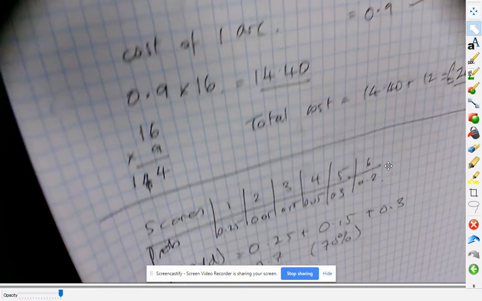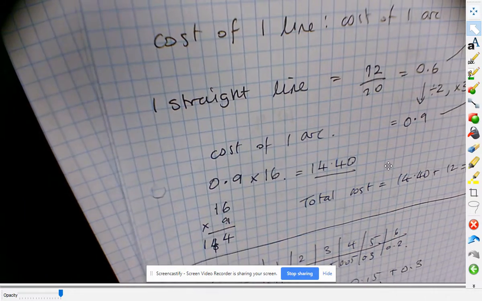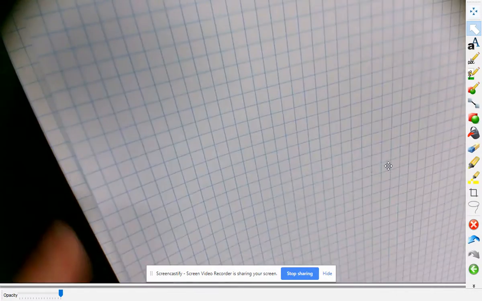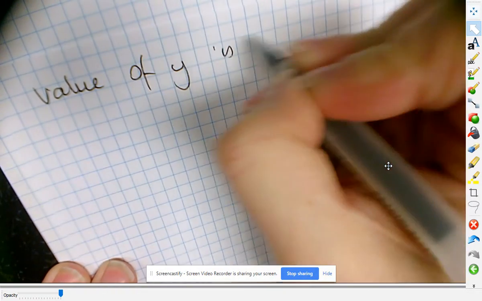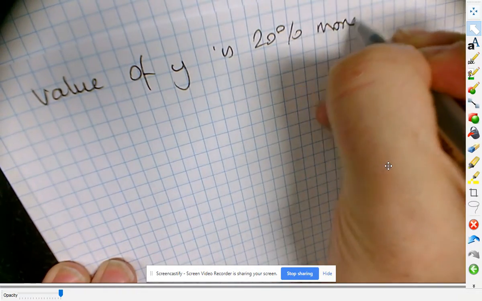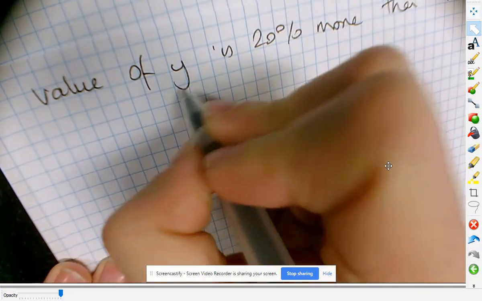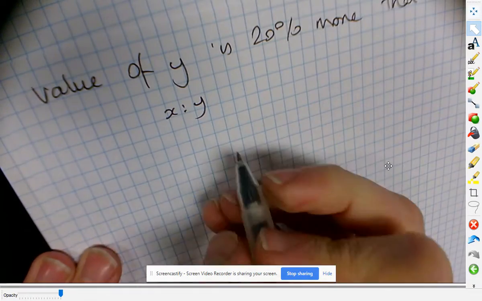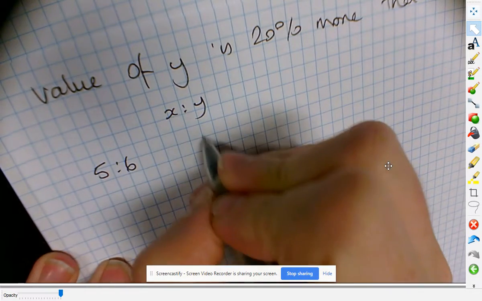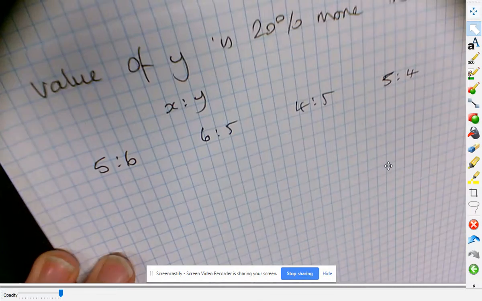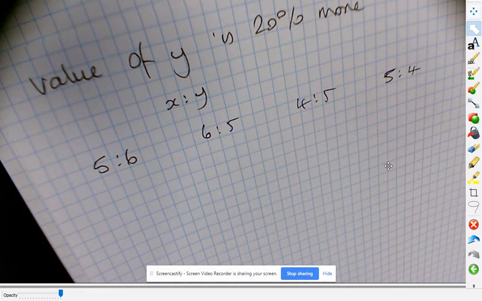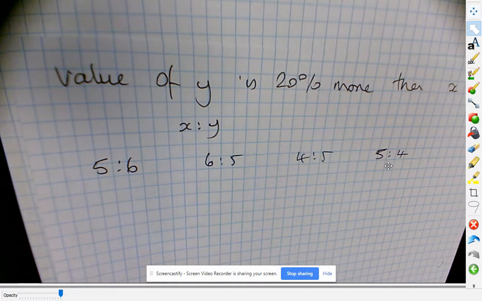All right. Question 16. Really horrible little ratio question. The value of y is 20% more than x. Circle the ratio x to y. And we've got these options: 5 to 6, 6 to 5, 4 to 5, 5 to 4. Two of these I can ignore. Straight away, I can just ignore two of these answers. Who can tell me which ones and why, Charlie?